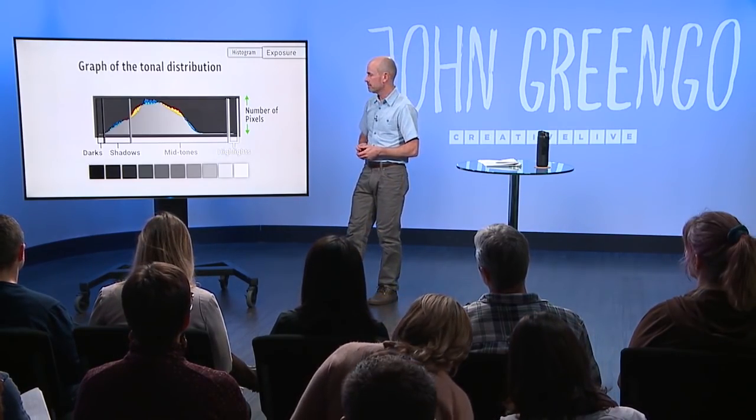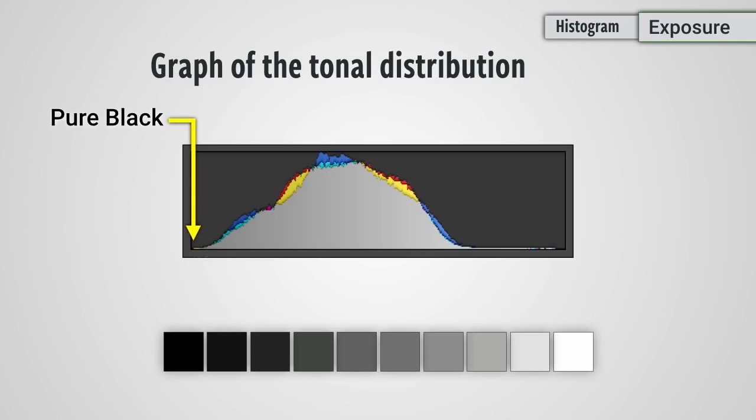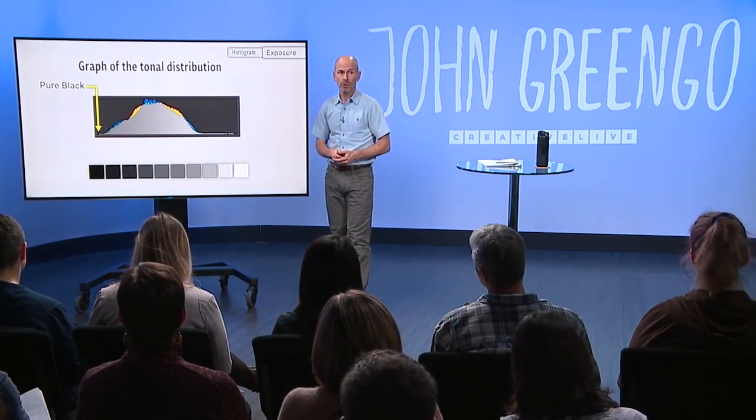Now, one thing you want to keep an eye on is the leftmost column, because those are pure black pixels, which means that you have got essentially no light in those pixels. And so if there's a lot of them that are stacked up really high in that left-hand column, you've got a really dark photo. I'm not saying it's bad, but you may need to take a look and judge if that's appropriate for what you're shooting.